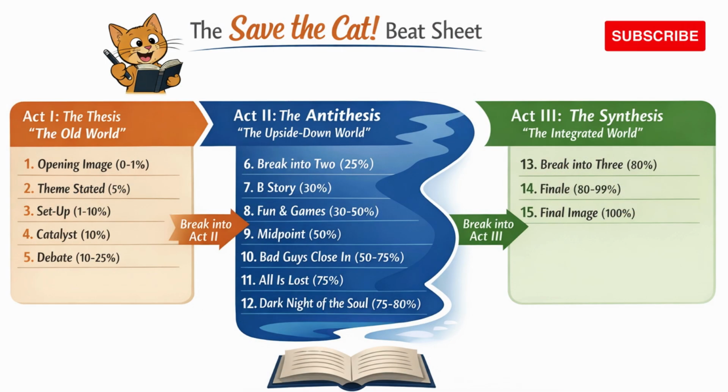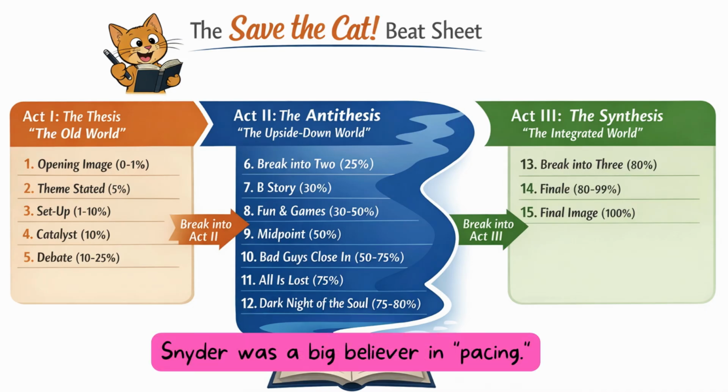These beats aren't a formula, they're a skeleton. The bones give the body its shape, but you decide everything else. The voice, the texture, the world, the heart. You don't need to follow these beats to the exact point, but Snyder was a big believer in pacing. If your catalyst happens at 40% of your novel instead of 10%, the reader will likely feel the story is dragging or that the story hasn't started yet.